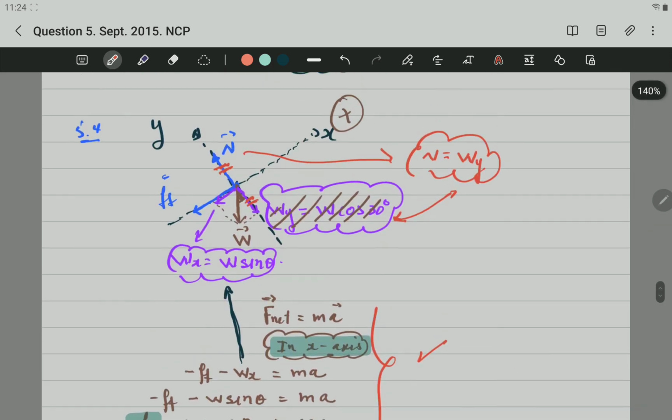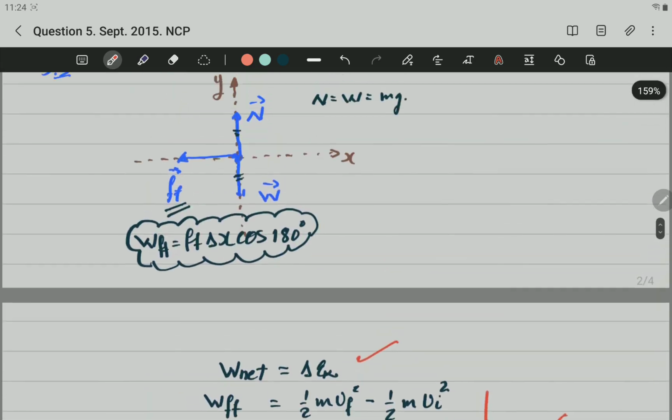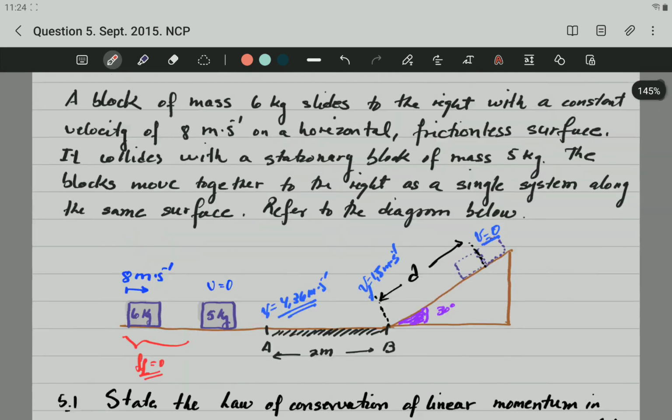So this is all for now. It is a really difficult question. It's not that difficult, but long. It's a lot of work.